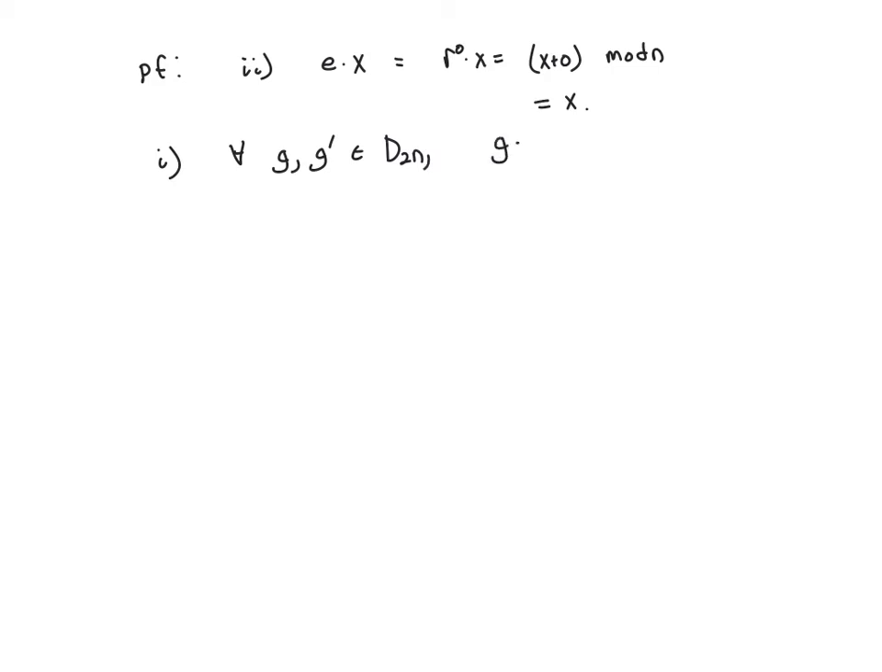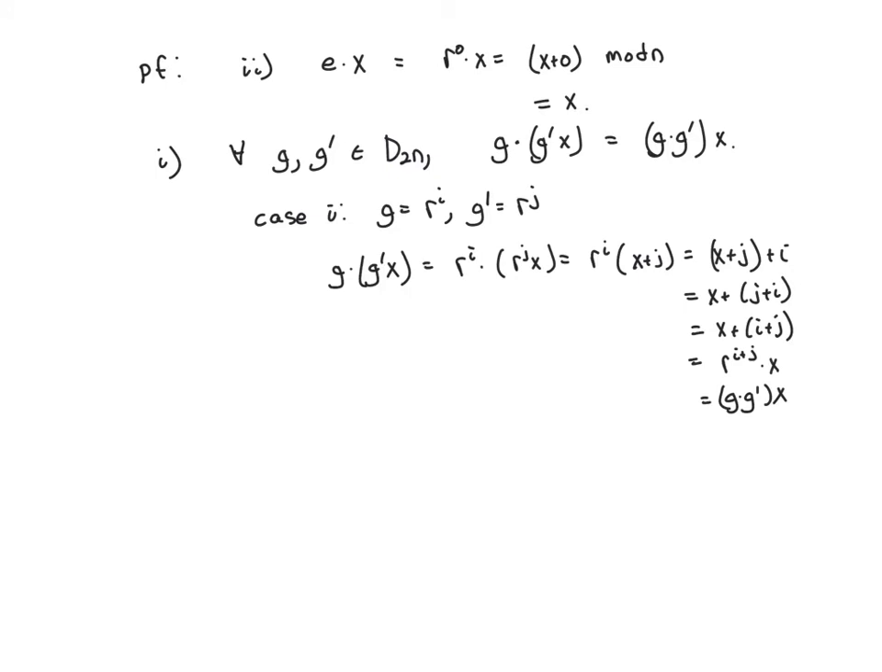So let's check the second condition first because it's easier. e dot x, well that's r to the 0 dot x. That's x plus 0 mod n. Well, that is definitely just x. So really the hard part is the first condition. We need to show that for any g and g prime in the dihedral group, we're going to have this equality. Well, it looks like it's going to break into cases based on whether or not these elements are rotations or reflections.